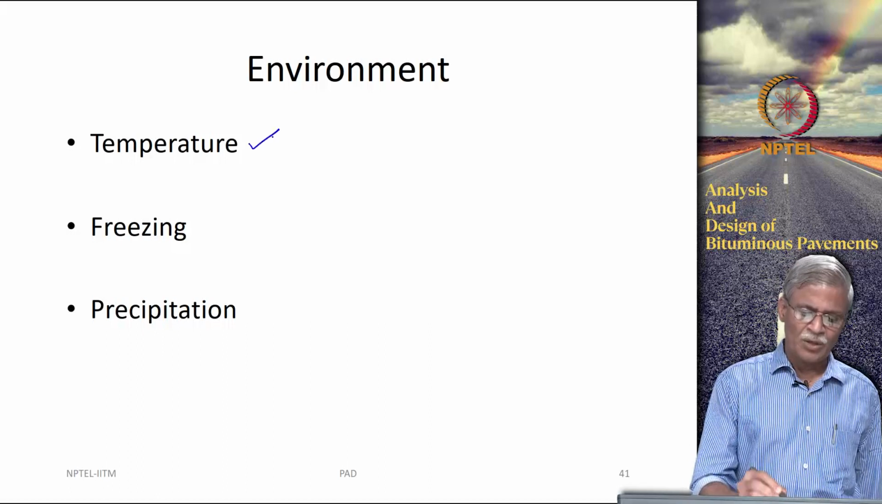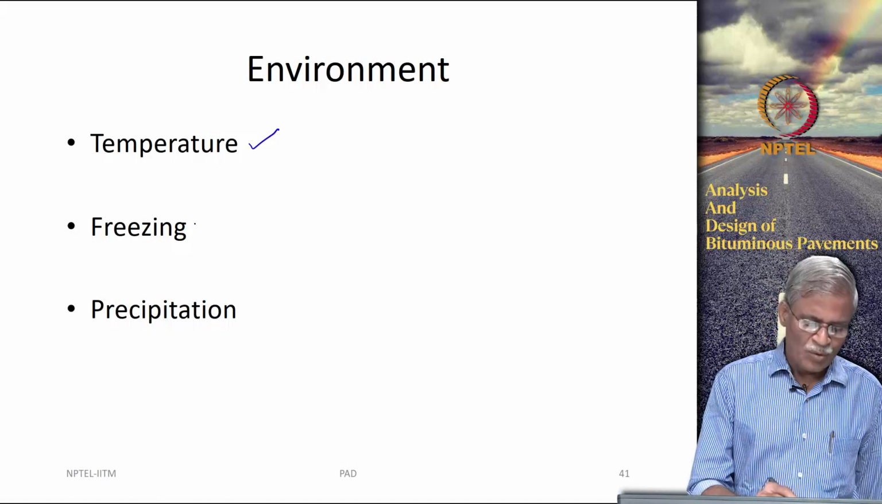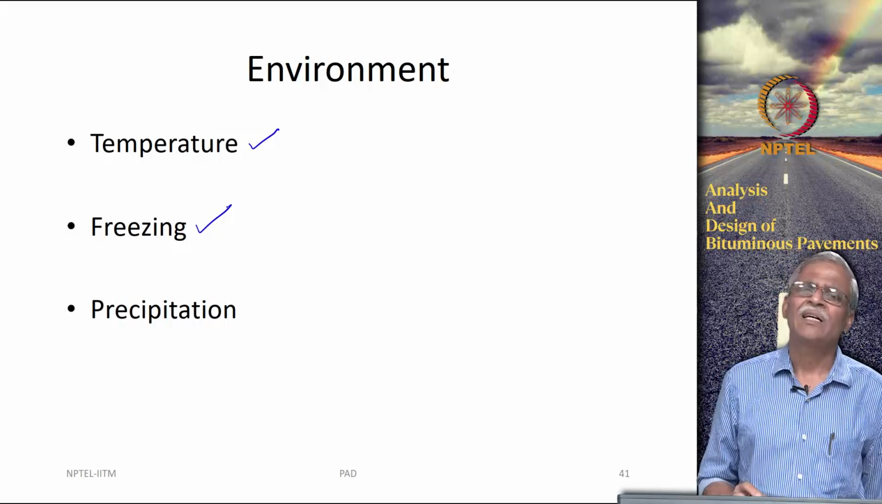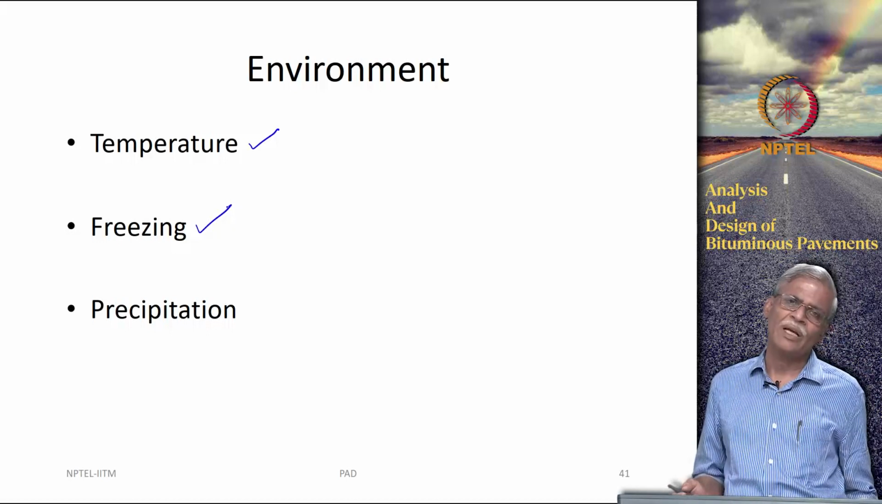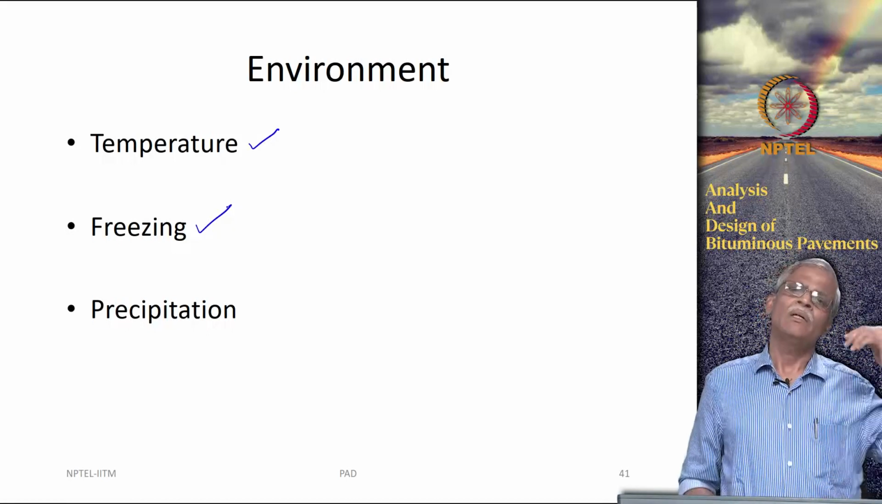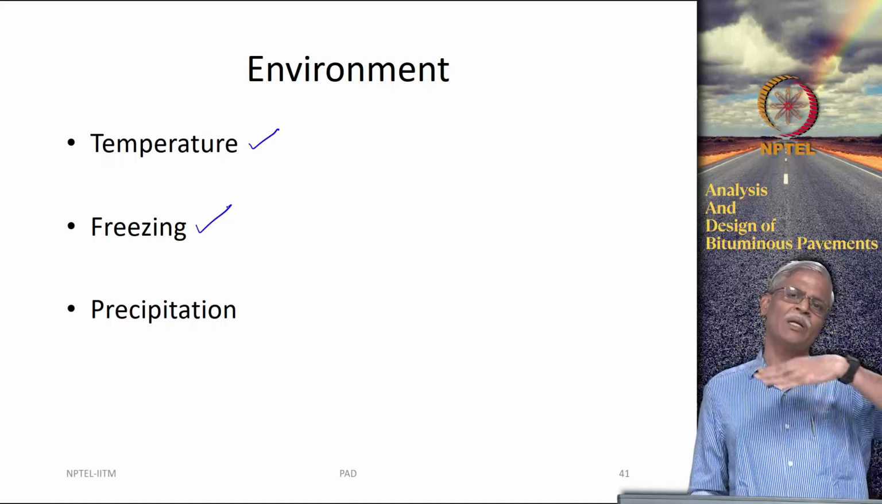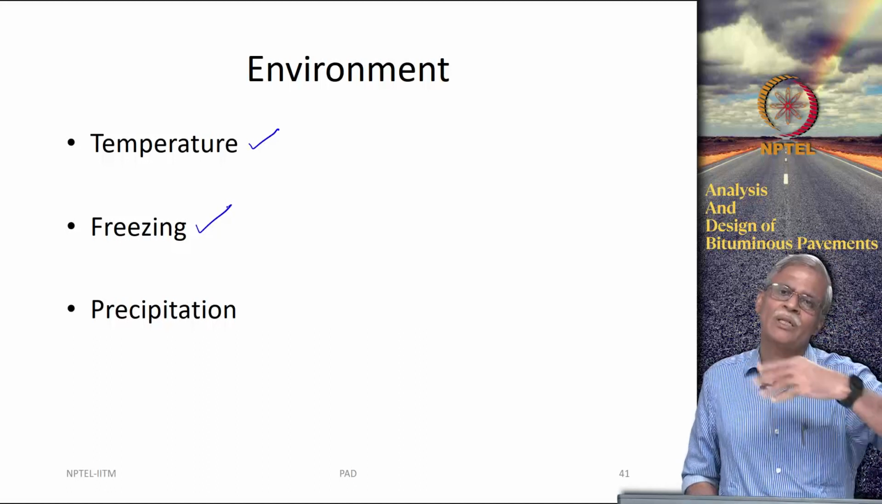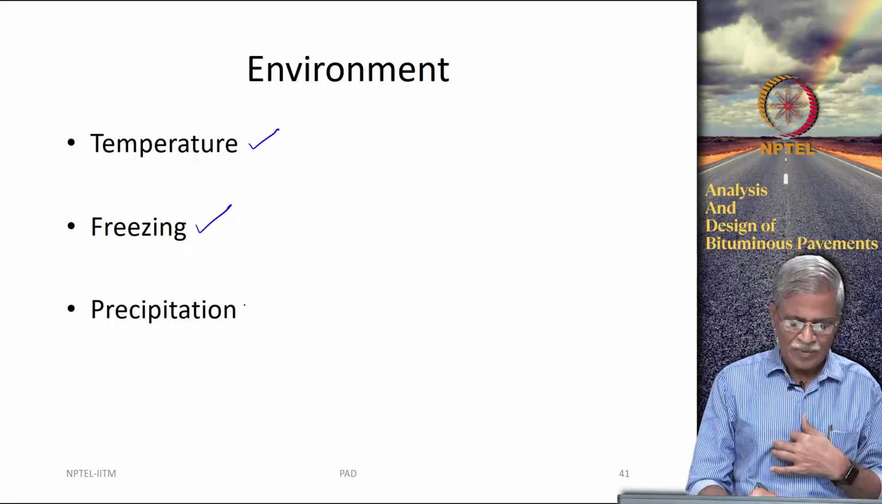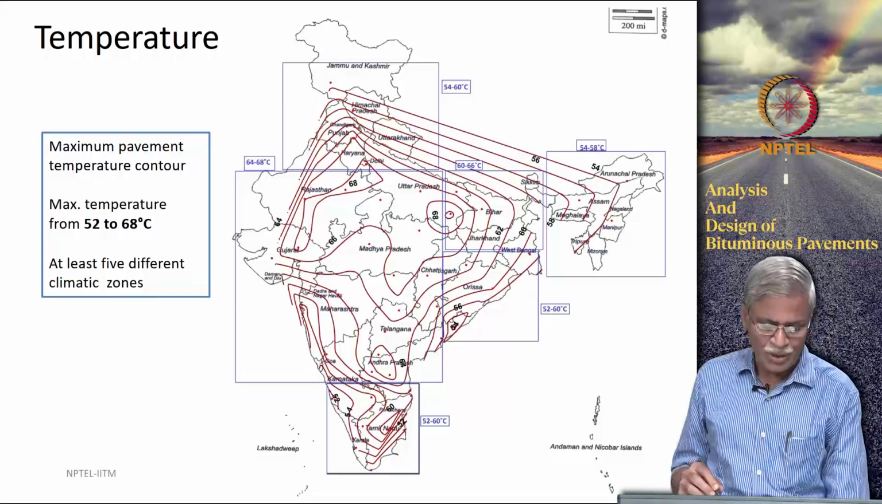So, the first thing that you are going to talk about is temperature. Freezing is not really a big issue in most of India, probably excepting Jammu and Kashmir or the Himalayan regions or the border road regions that you are going to see, and then what is really called precipitation.